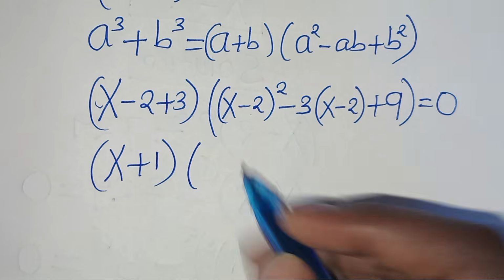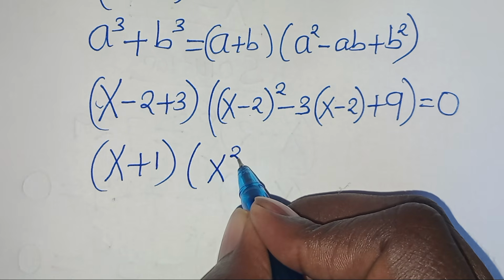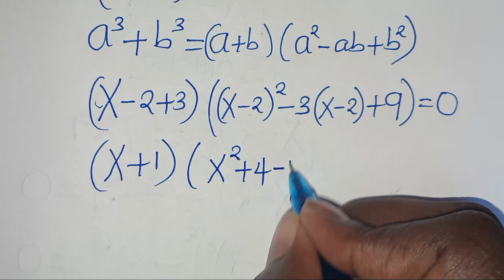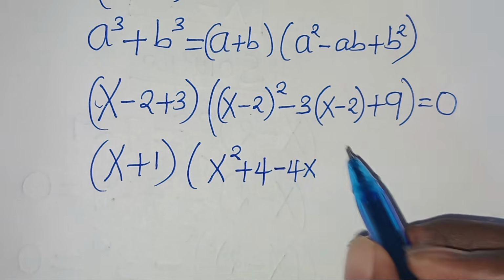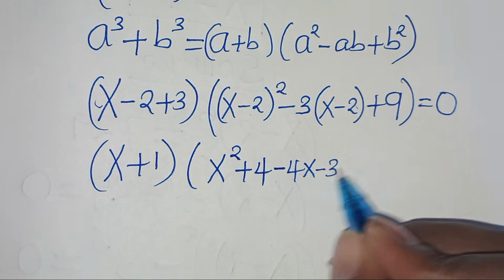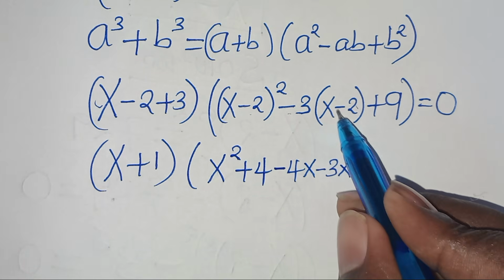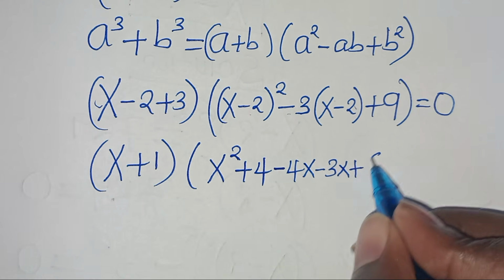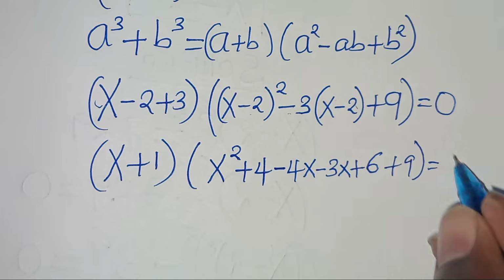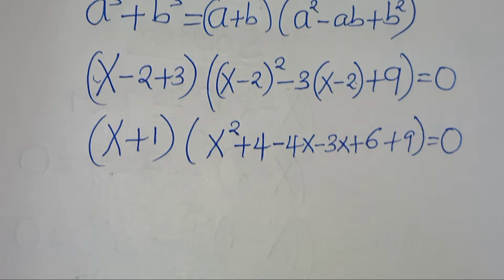So let us expand this. This is x squared plus 4, then minus 4x. Now let's open the parentheses here. Minus 3 times x, this is minus 3x. Minus 3 times minus 2, this is plus 6. Then plus 9. This is equal to 0.